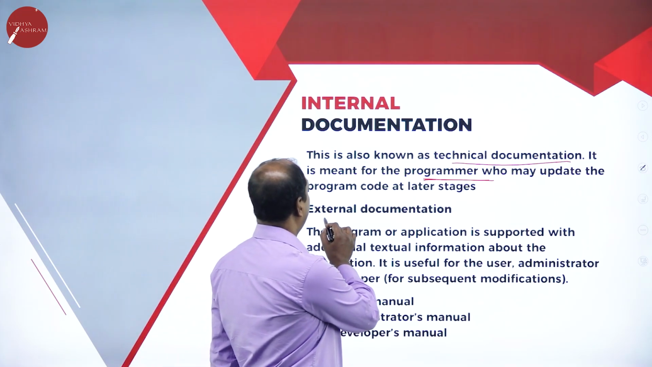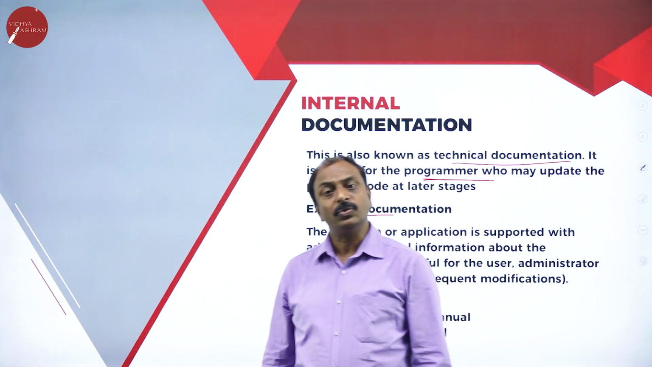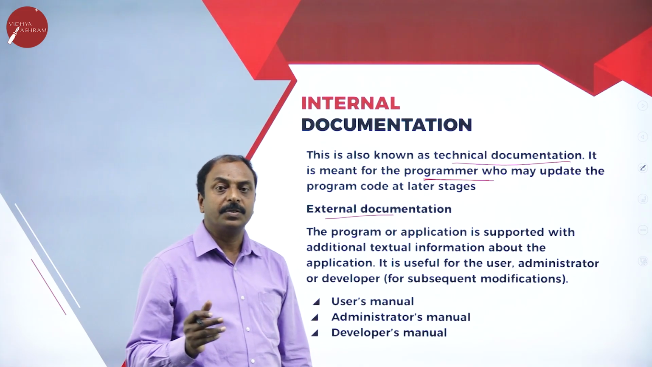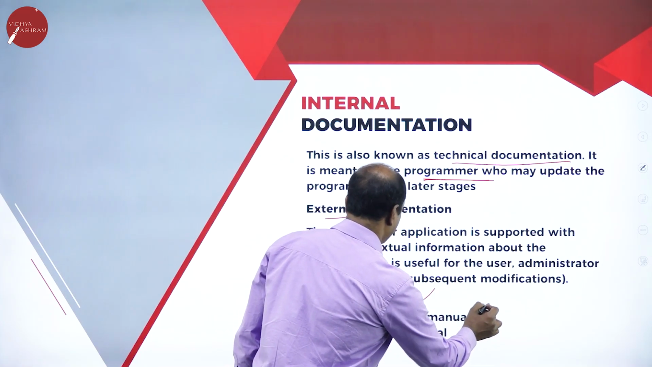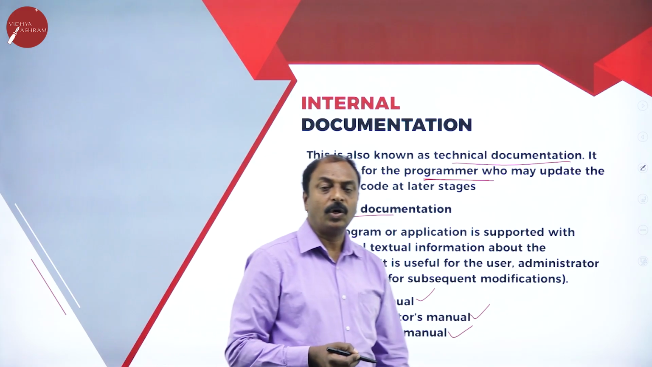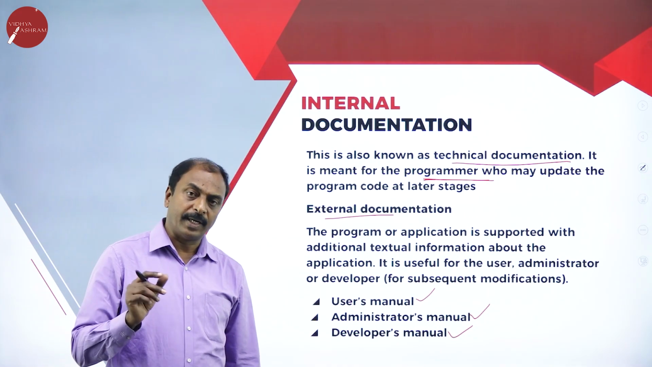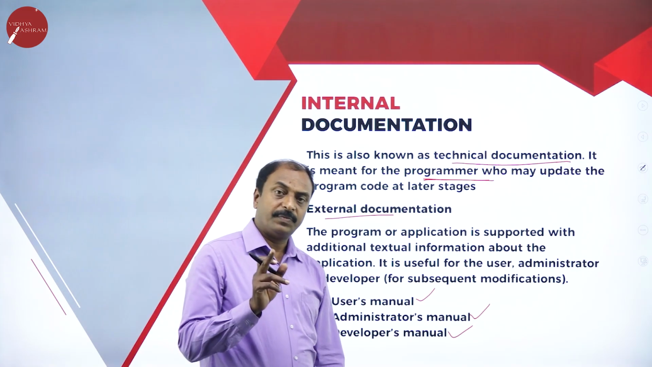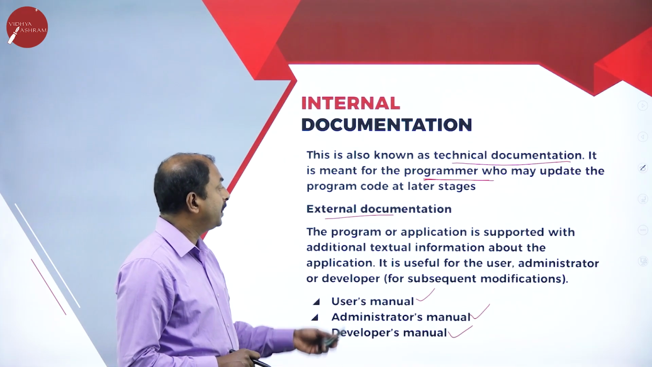Next is external documentation. This is meant particularly for users, those who use a particular software, application, or program. It includes the user manual, administrator manual, and developer's manual. I have given the example of a washing machine. Whenever you get a washing machine and open the box, you find a small manual, which is an example of external documentation. It consists of the specification of the product and how to use the product effectively. These are nothing but documentation.